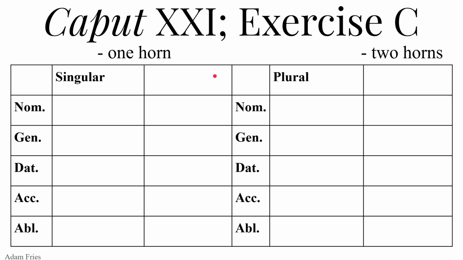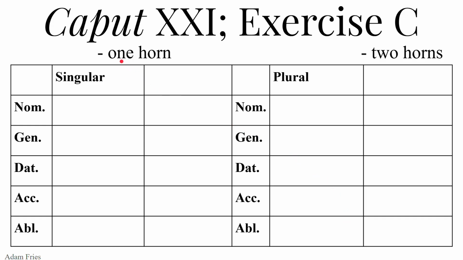And the last one. So we have one horn and then two horns. So horn is the noun. That's cornu, us, neuter. So that's a fourth declension neuter. The endings are going to be u, us, u, u, u, and then plural horns, ua, uum, ibus, ua, ibus, and you can't have ubus.